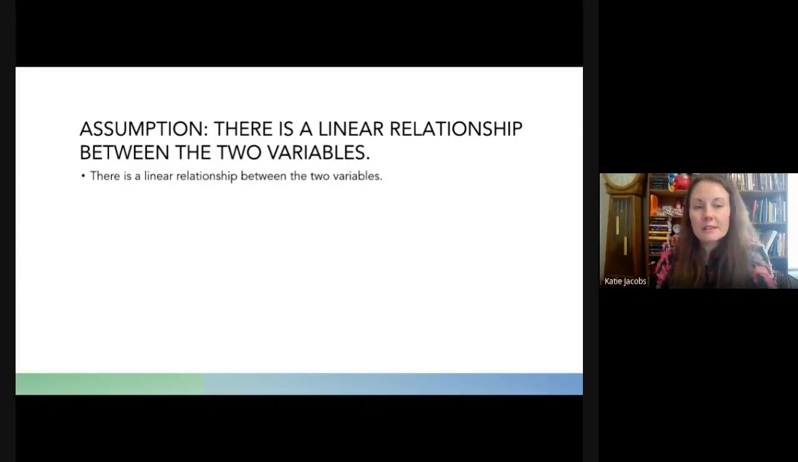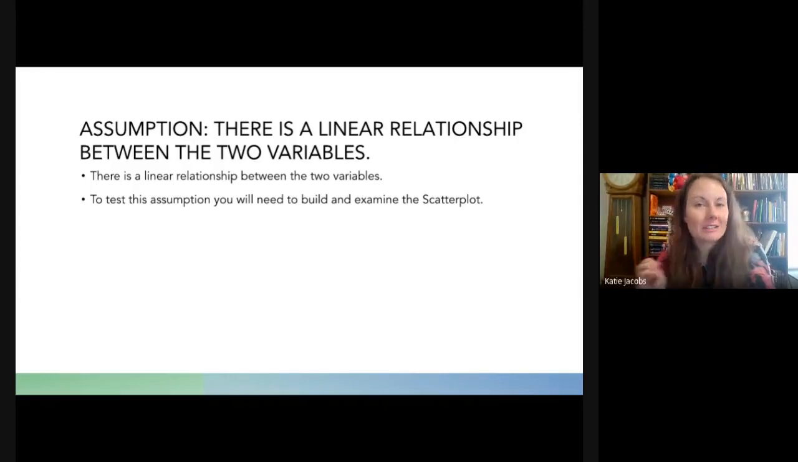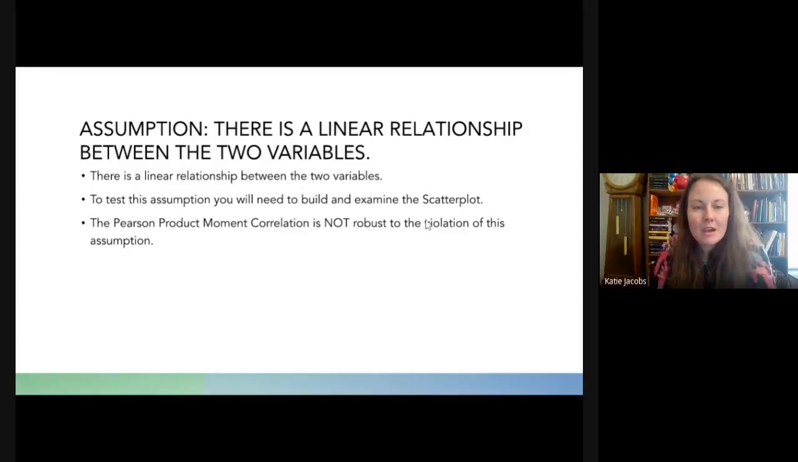Okay, so the assumption is that there's a linear relationship between your two variables. Again, to test this assumption, you need to build a scatter plot, scattergram, scatter diagram, whatever name you choose to call it. And the Pearson product moment correlation is not robust to the violation of this assumption. So that means that if you don't meet this condition, you can't do it. Okay, so you have to meet this condition. There has to be a linear relationship.